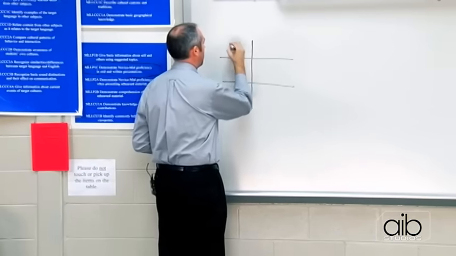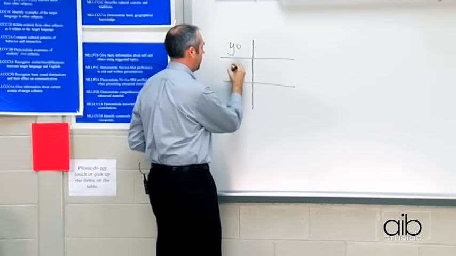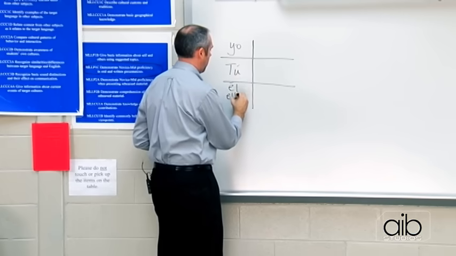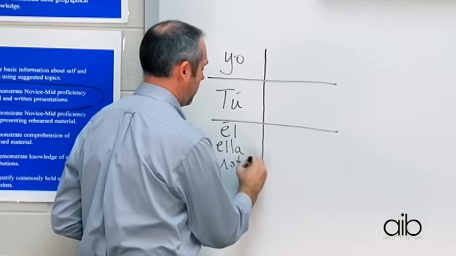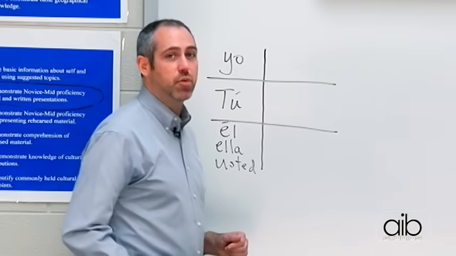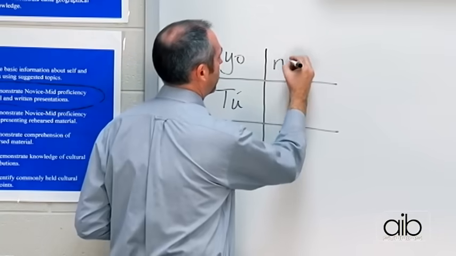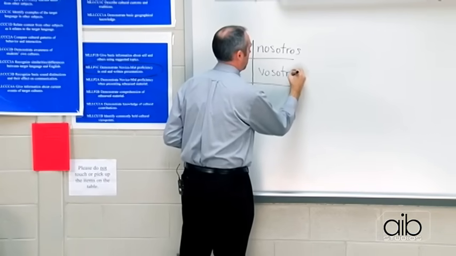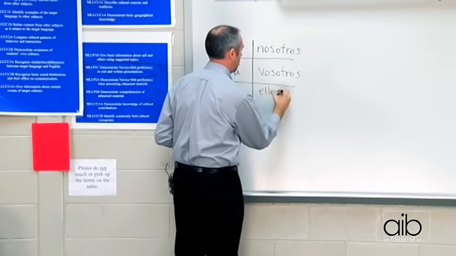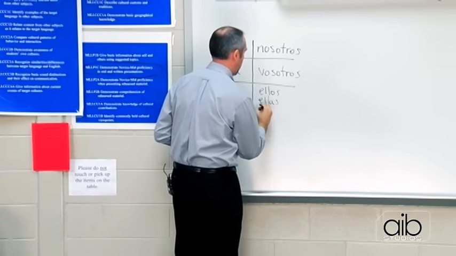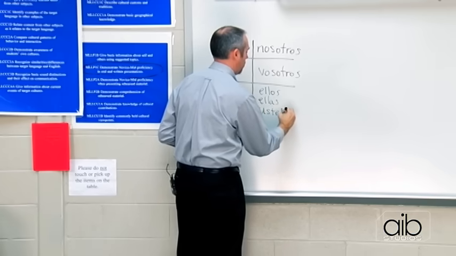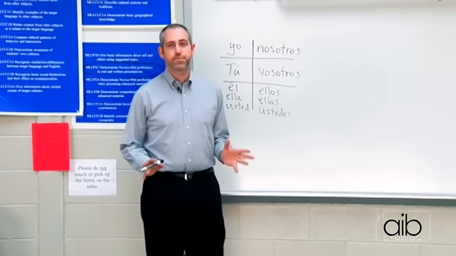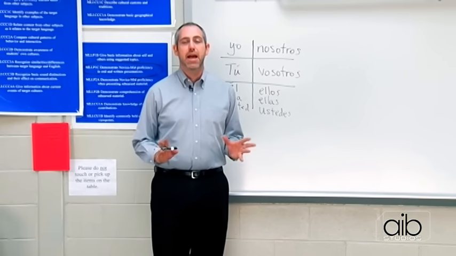So, remember up here we have yo, and then here we have tú, and then down here we learned él, ella, and usted. Those were our singular pronouns. Now over here we learned our plurals, nosotros, and we learned vosotros, and we learned ellos, ellas, and ustedes.